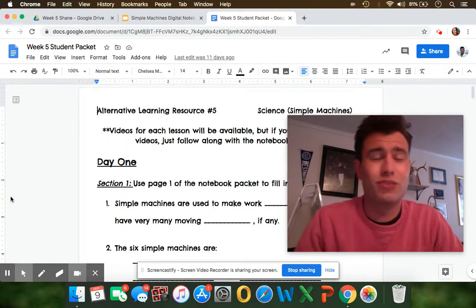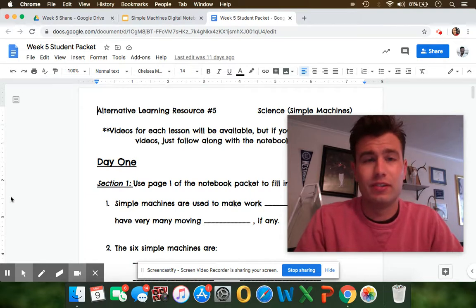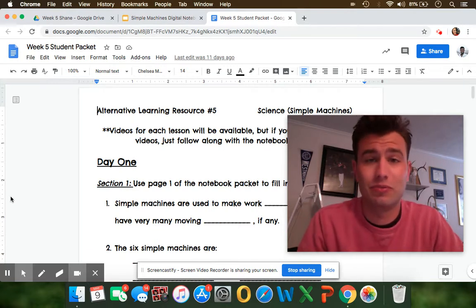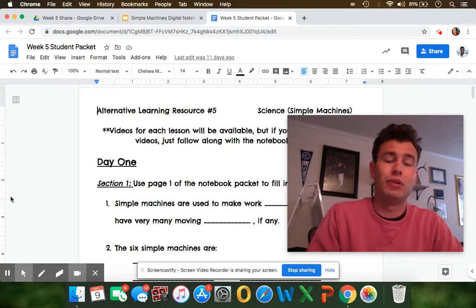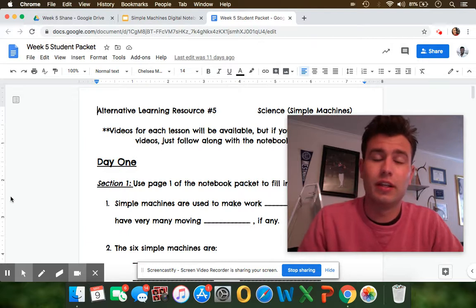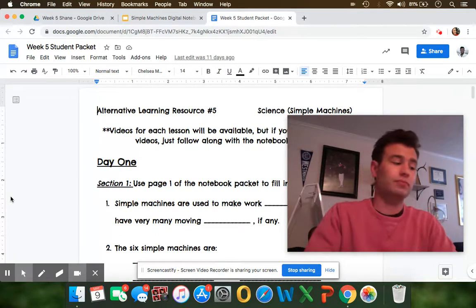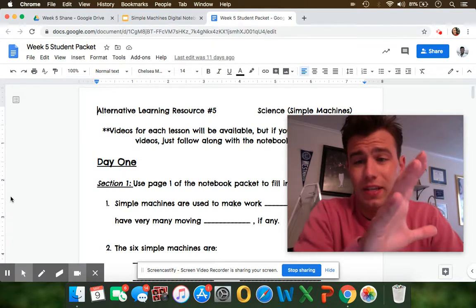So this is one of my all-time favorite units. I'm really disappointed that I can't be delivering it to you in class because we'd have a lot more fun with it. But hopefully you can still enjoy it and learn something from it and take away some things like you would at school. So we've got 5 days.